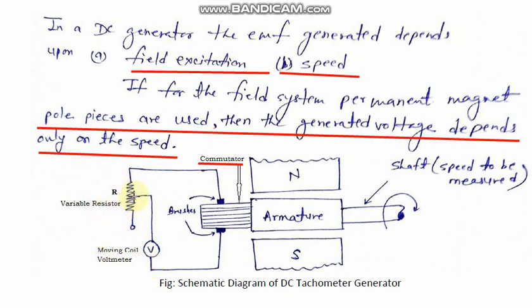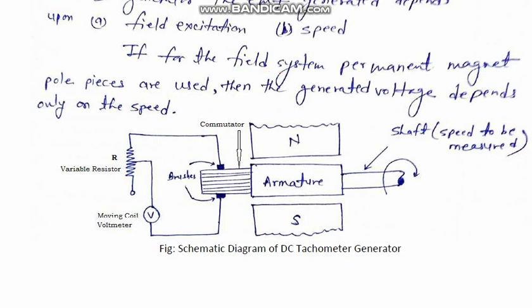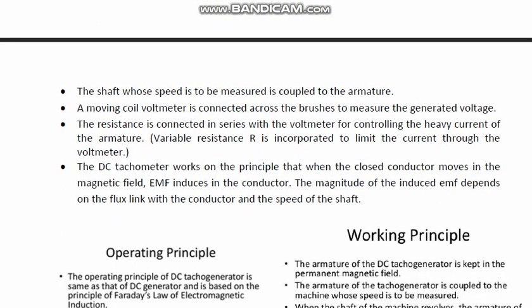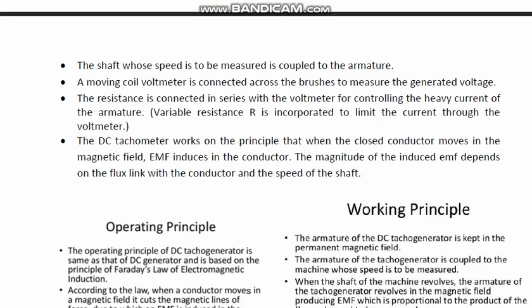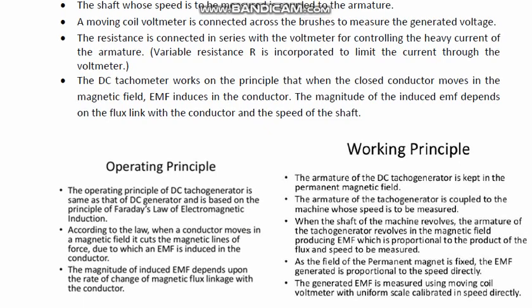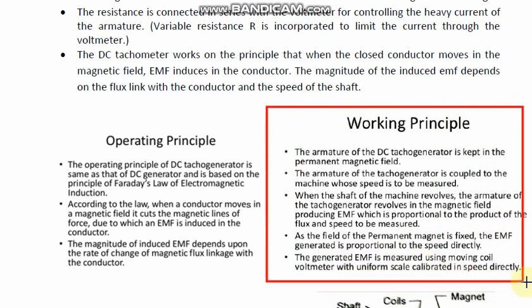And here there is a variable resistor, which is used to limit the current in the circuit. If the current is very high, then by increasing the value of the variable resistor, the current in the permanent magnet moving coil meter can be controlled. Okay, so here I am again repeating the working principle of this DC tacho generator.